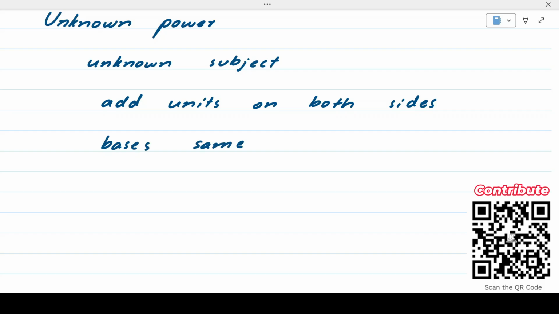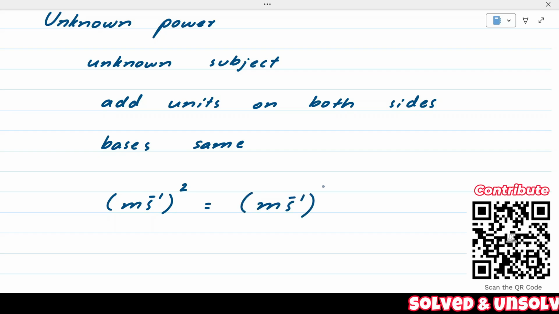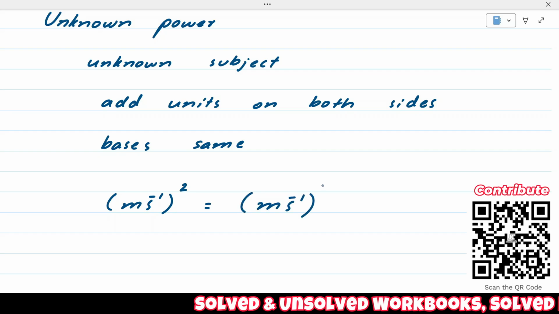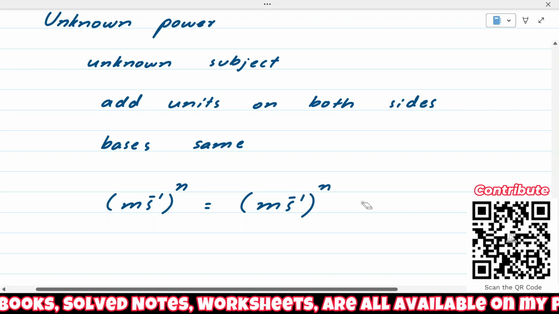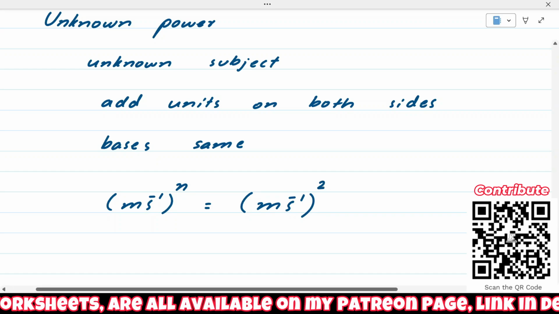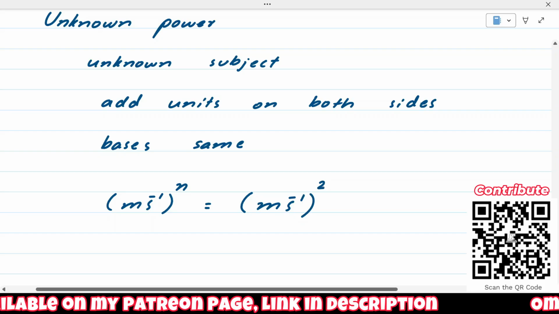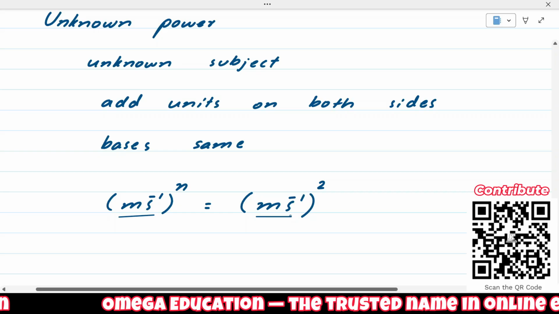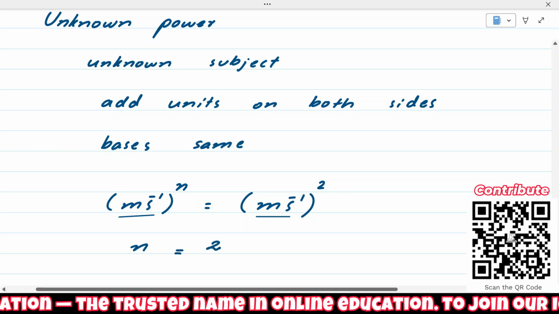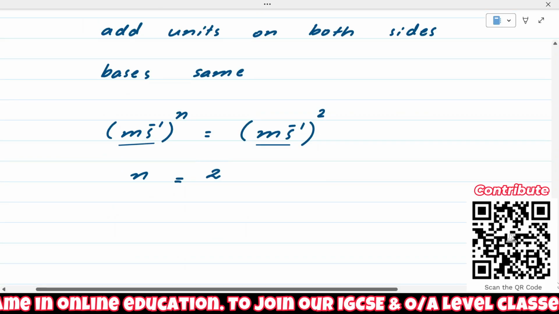And once the bases are the same, for example on the left side you have (m s^-1) raised to the power 2, and on the right side you have (m s^-1) raised to the power n. Or let's say the unknown is on the left side, the subject, and on the right side you have it raised to the power 2. Once the bases are the same, you can equate the exponents and simply say the unknown exponent is 2.